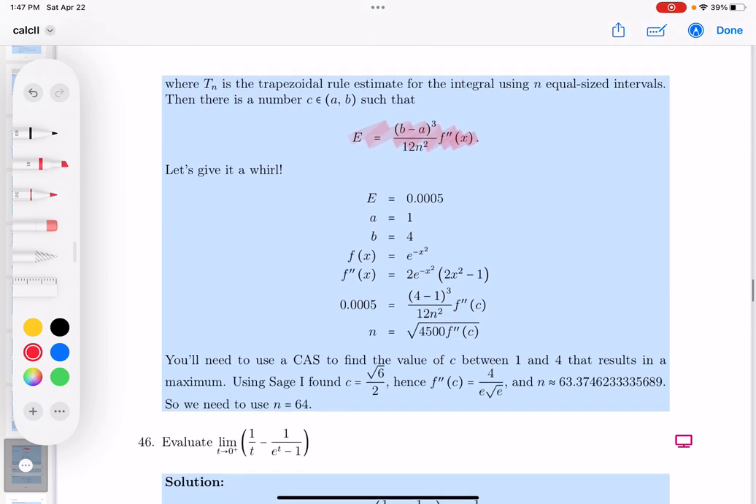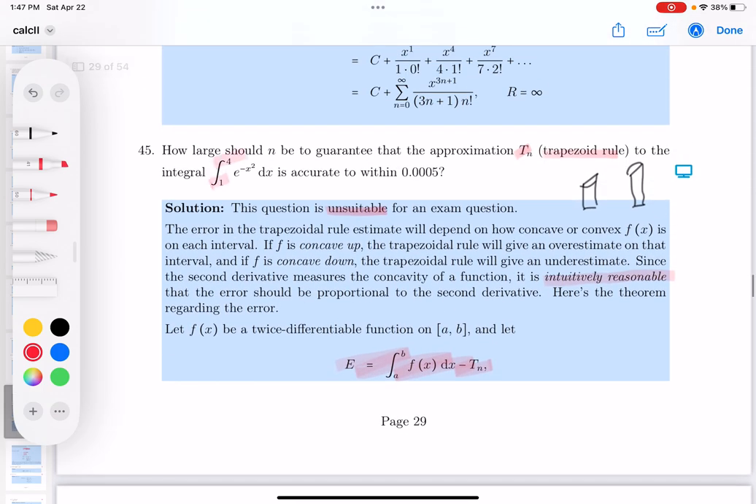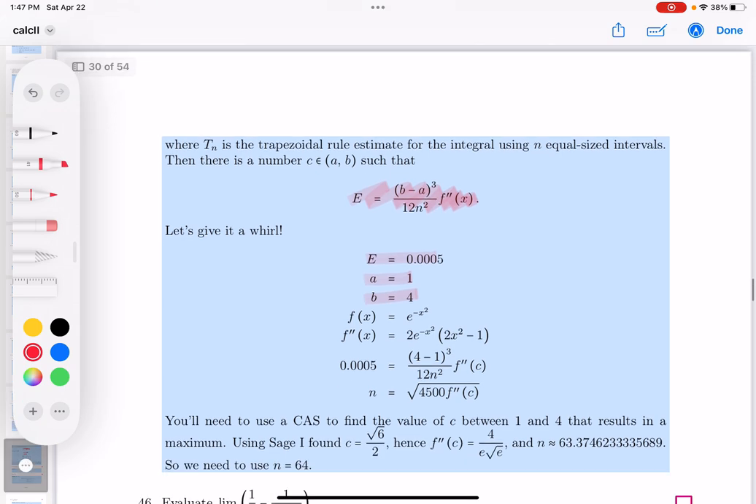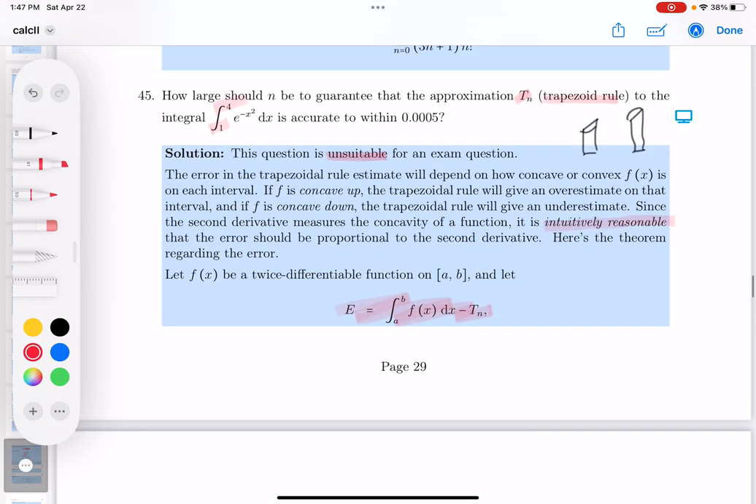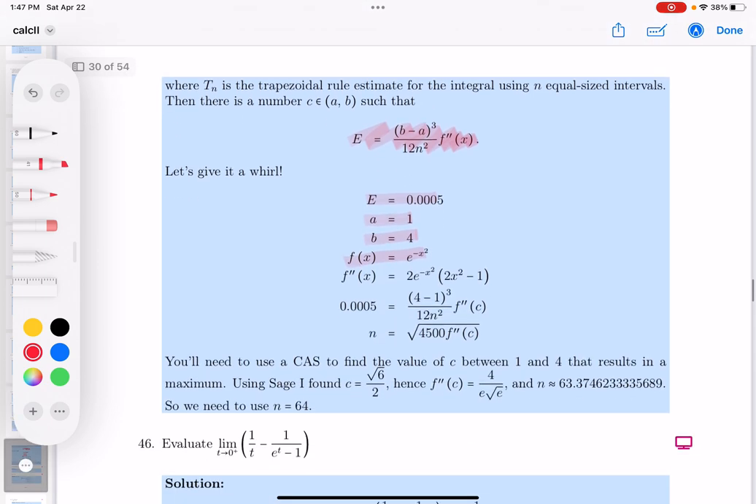All right? So what's the E going to be? The E is going to be this. What's the A going to be? Well, going back on it, the A is 1. That's where they're starting. And the B is 4. Let's go back to that. 1 to 4. All right, what's f of x? Let's go back to that. This is the f of x. We got that part over there. What I have to do is the second derivative, see it over here. All right? Then I start plugging it in.